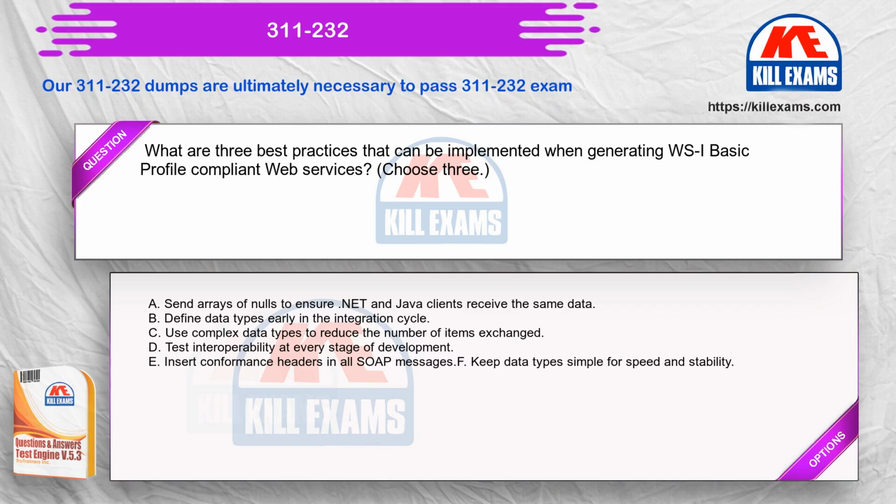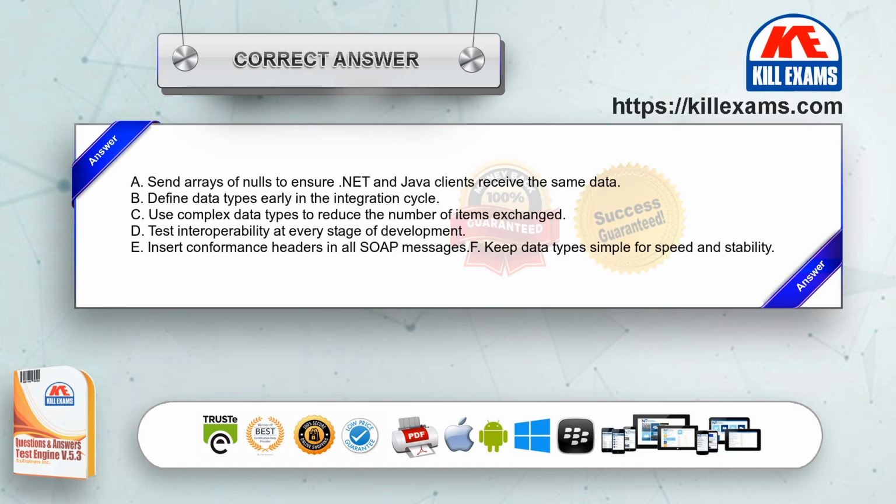Option D. Test interoperability at every stage of development. Option E. Insert conformance headers in all SOAP messages. Option F. Keep data types simple for speed and stability. The correct answer is option B, D, F.